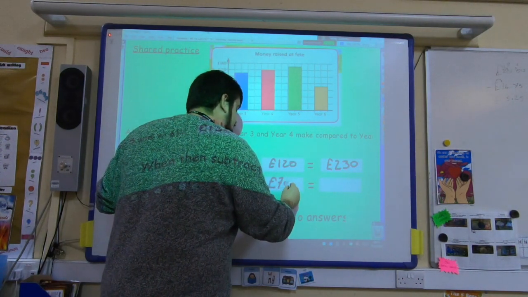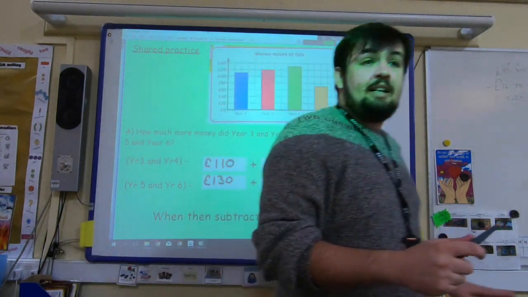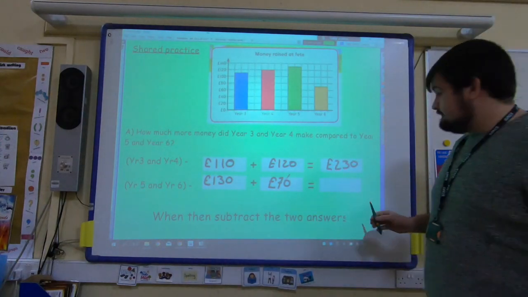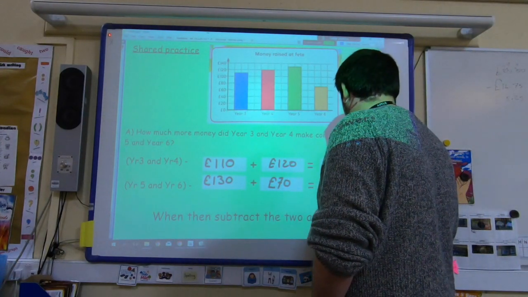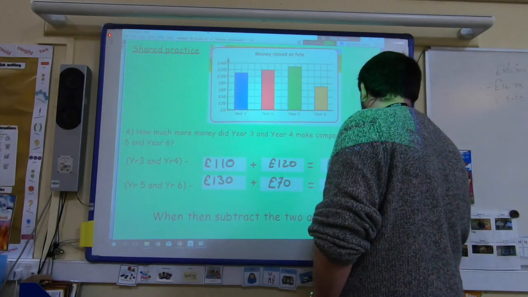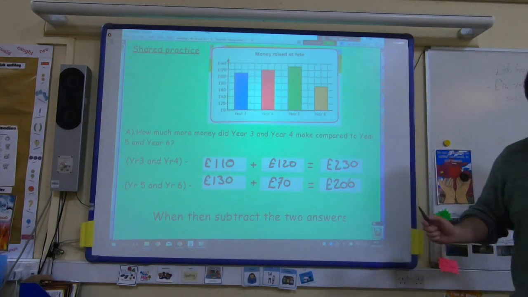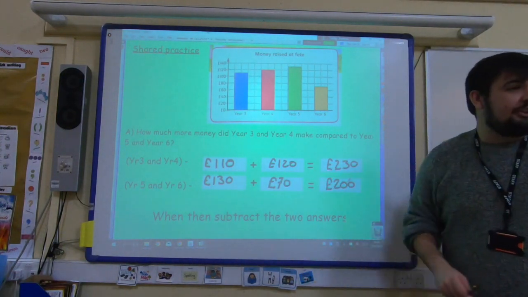If I add both of those numbers together, what answer do I get? Robin? You get 200 because you just have to add 7 and 3, which is 10. Good, yeah, 200. Because 70 onto 130 is 200.